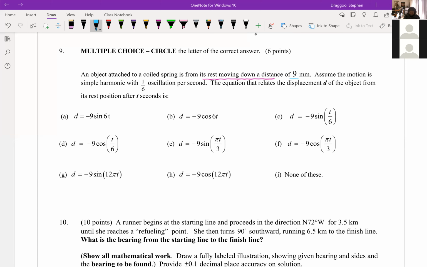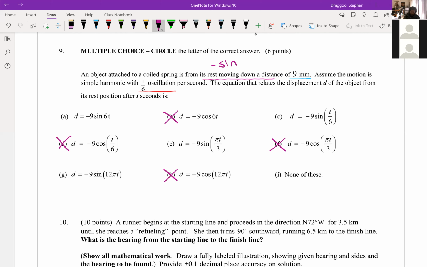So I suppose we can also highlight the other pieces that are important here. It's going to be those three pieces. Using the words from its rest moving down, we know that this is a negative sine graph. So I can get rid of anything that isn't negative sine. So D is out, B is out, that one's out, and that one's out, right? Those four were all cosine. So I know it's not going to be one of those functions. I know that A should be -9. But I think every single one of these had A being -9, so that doesn't really help us out.